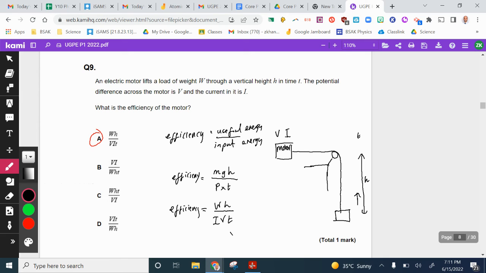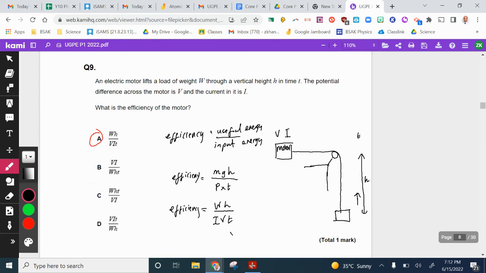The input energy is from the motor, and that's power multiplied by time. I'll leave it as that. And the useful energy is, we're lifting the object vertically up, so the useful energy is GPE. So it's mass times gravity times height. I'm looking for something like this because the useful energy is the gain in GPE. That's why I've gone down the route of mgh.